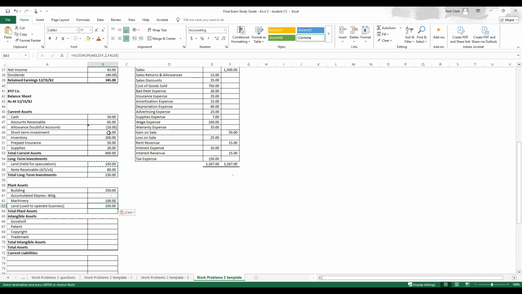Oh, again, we got a contra asset account, and sorry, not accumulated depreciation. I think I said that. Allowance for doubtful accounts up there. This is where the accumulated depreciation shows up.